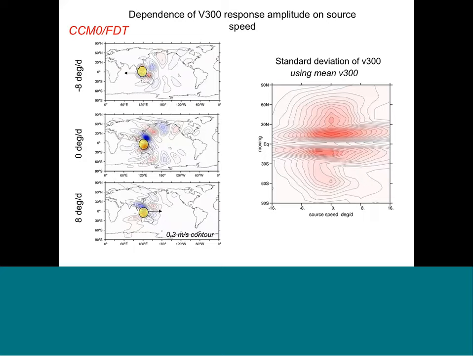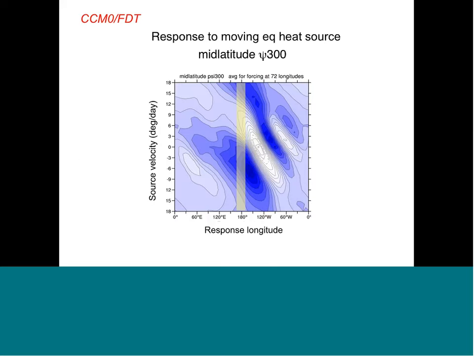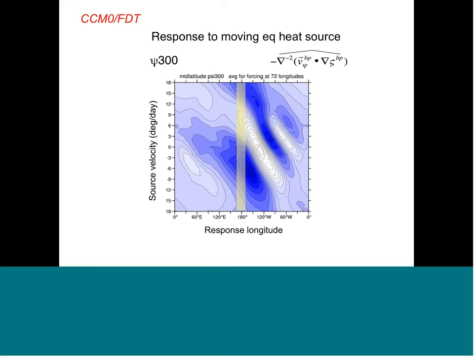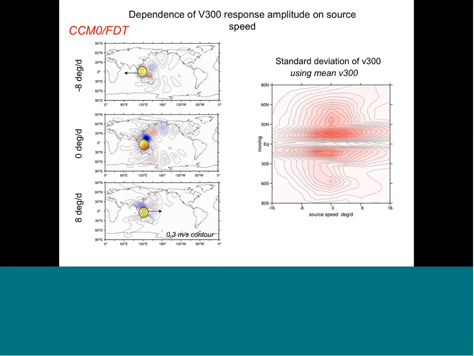So let's move on now to look at the right panel in this diagram too. I just want to be sure I'm on the same slide as you. Are you on the storm track response to EQ heat source slide? No, back please. Response to moving equatorial heat source? At the top of the page, it says dependence of V300 response amplitude on source speed. Okay, sorry, I got ahead of you.